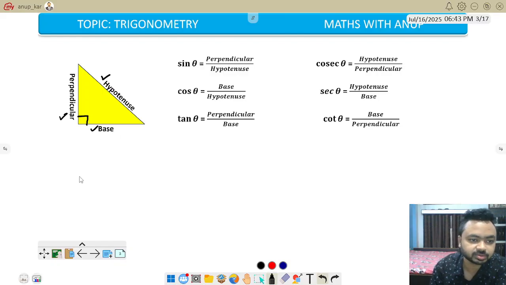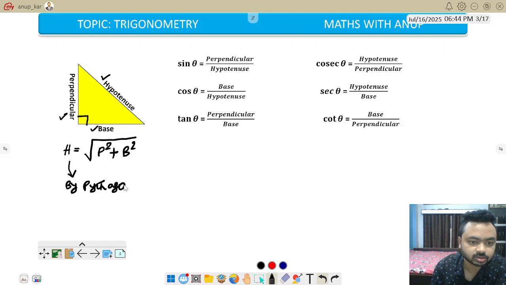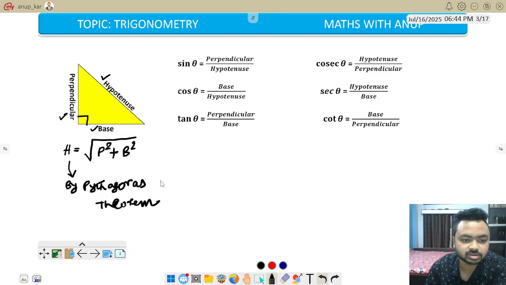Based upon this, we can find the hypotenuse value, denoted by h, equal to root over of perpendicular square, denoted by p, plus base square, denoted by b. This is nothing but the Pythagoras theorem, which we all are aware of.